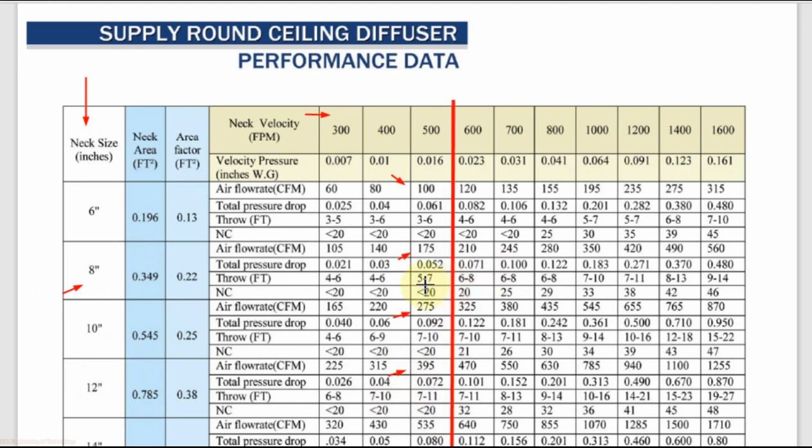When we find that the NC level is more than our requirement, suppose we have the maximum limit of 30 NC level and we got an NC level more than that, then we need to select according to the NC level.